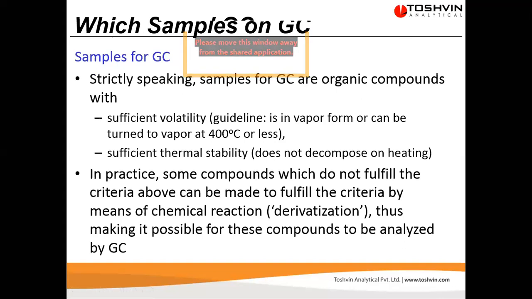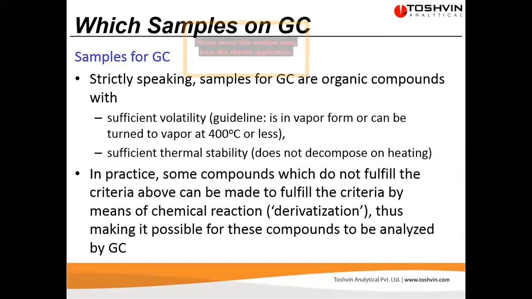Now the most important thing: what kind of samples can we run on GC? Strictly speaking, samples for GC are organic compounds with sufficient volatility. That is the most important thing when you want to run any sample on GC. You should check the volatility, or the other option is that we normally check the boiling point of the sample or compound we want to analyze. The sample should be sufficiently volatile so that it can get into vapor form.